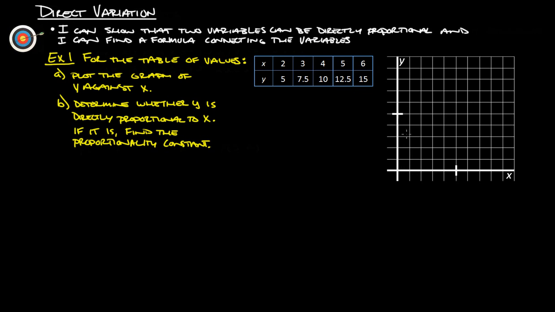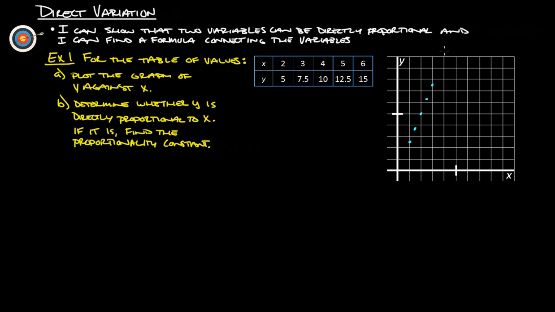x is at 2, y is at 5, so that's right here. 3 and 7.5: that's 10, that's 8, here's 7, so 7.5 will be right about there. 4 is at 10. 5 is at 12.5, which is about right there. And then 6 is at 15, right about there.